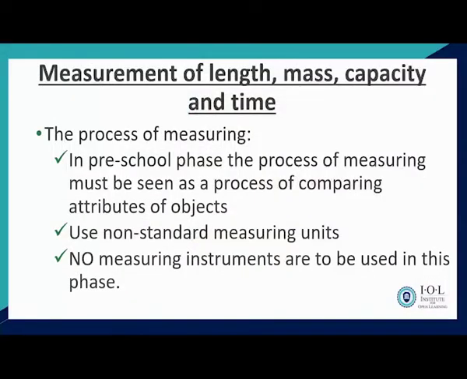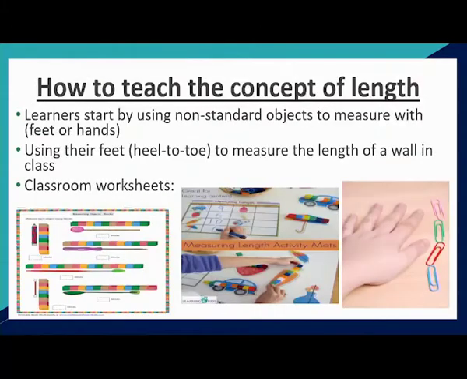For mass, we say heavy, heavier, the heaviest. For length, long, longer, the longest. And when we speak about capacity, it is either full, half full, or empty. Those are the only units of measurement that we use for these learners. So no measuring instruments are to be used in this phase. We don't use rulers or scales in this phase.